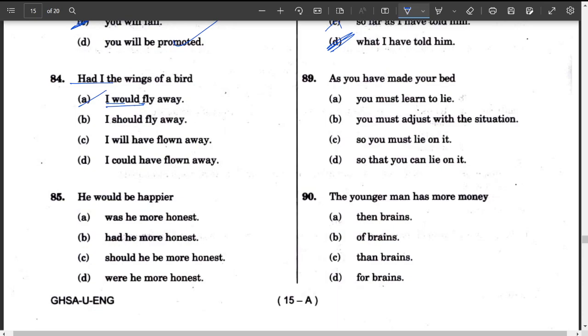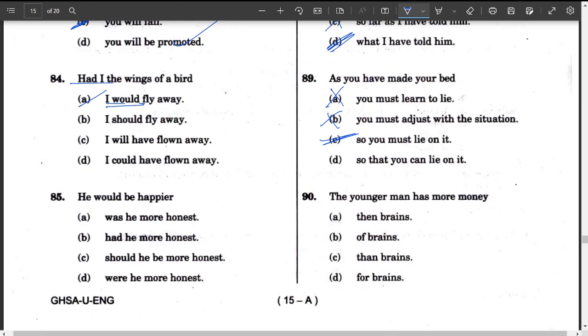Next, as you have made your bed, that means you have prepared your bed, so you should sleep there, right? So which one can be used here? You must learn to lie? No. You must adjust the situation? No. You must lie on it. You prepared the bed, go and lie on it. C can be used.